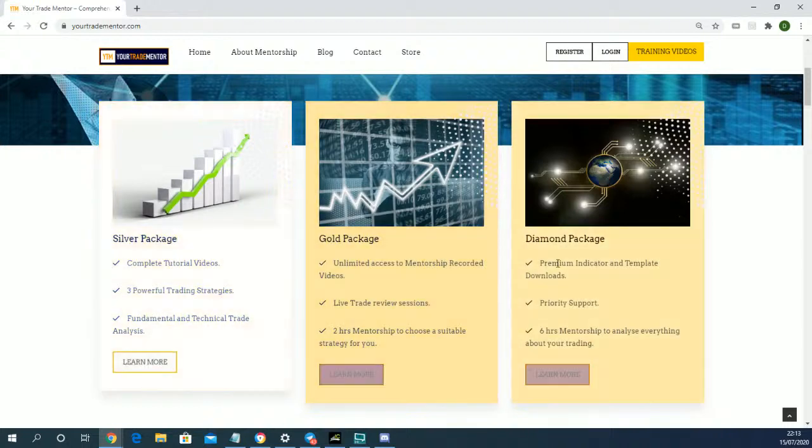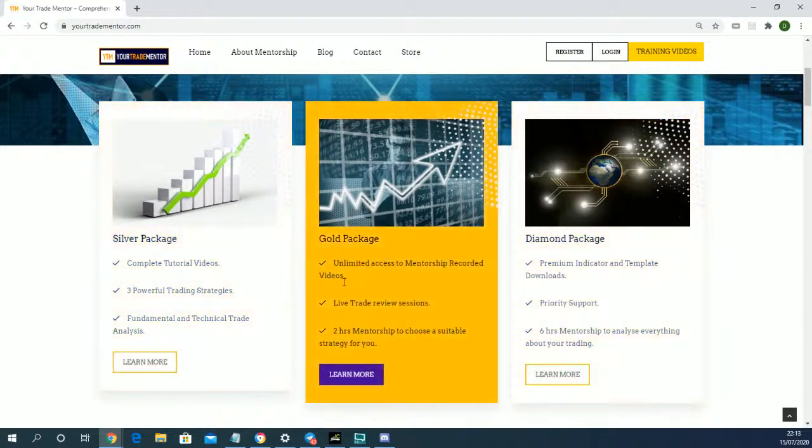The only difference between these packages is, with the gold package, you get a personal one-to-one mentorship. That's 1 day, and that 1 day is a 2-hour day. So you choose your time, you book the session, and you choose a convenient time for yourself.